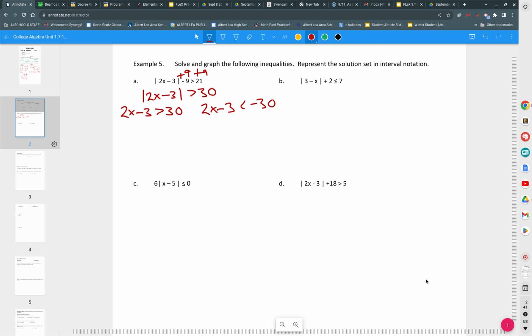Now we solve both. Add 3. 2x greater than 33. Divide by 2. X greater than 16.5. Add the 3. 2x less than negative 27. Divide by 2. X less than negative 13.5.